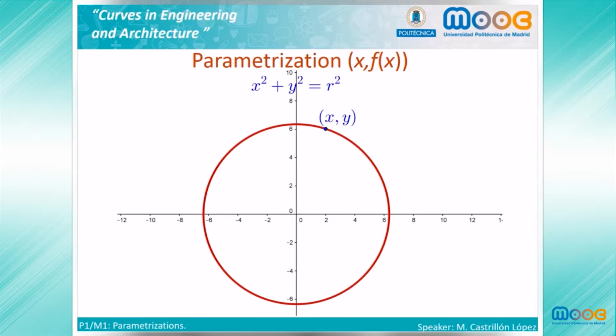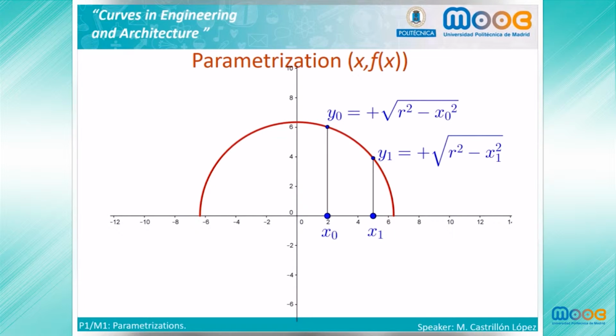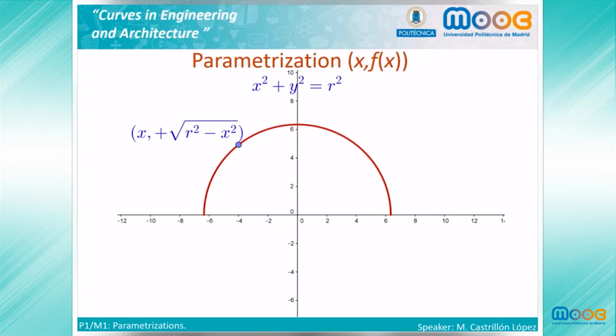From the equation, we can solve for y, so that for a value x0, we get the corresponding value of y0. For another value x1, we get its corresponding value y1. And in general, for each x, the expression of y is the square root of r squared minus x squared. Note that this parametrization only covers the upper semicircle.